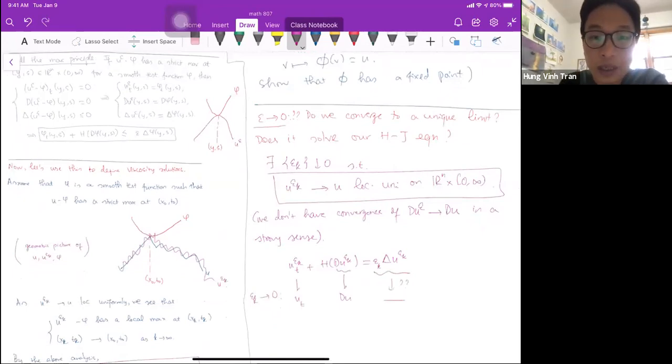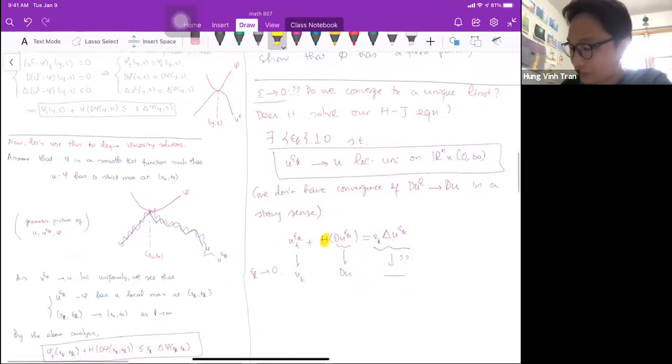I don't know. And moreover the function H is nonlinear, right? So a nonlinear function acting on something that is weakly convergent to something. I have no idea whether H of Du epsilon_k is going to converge to H of Du or not. So these are all very difficult points in passing to the limit, right?